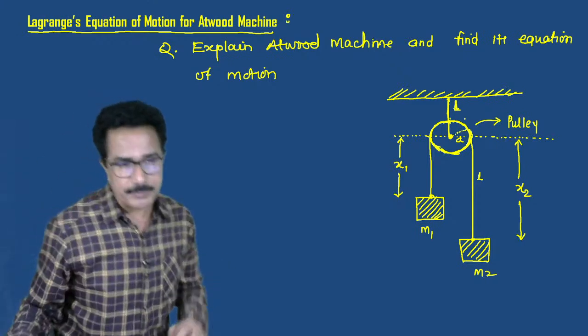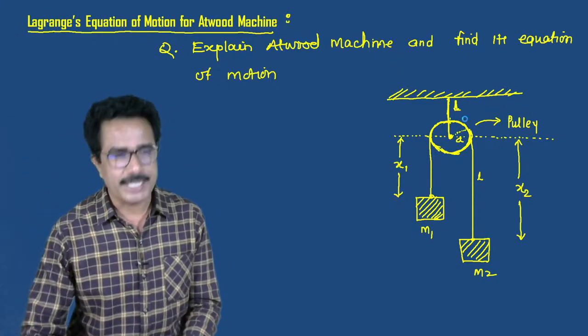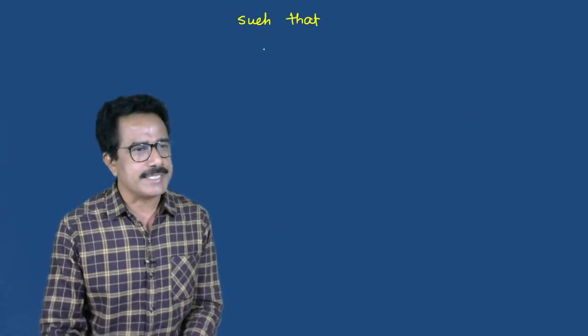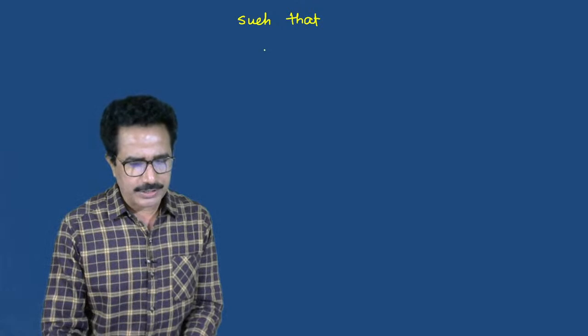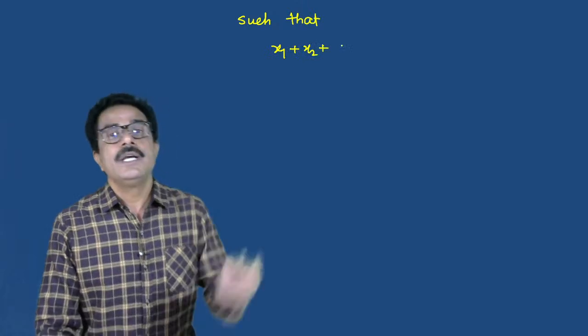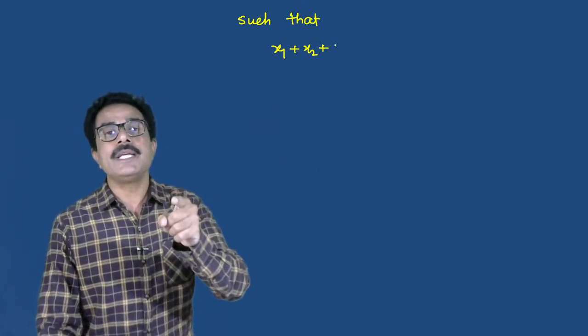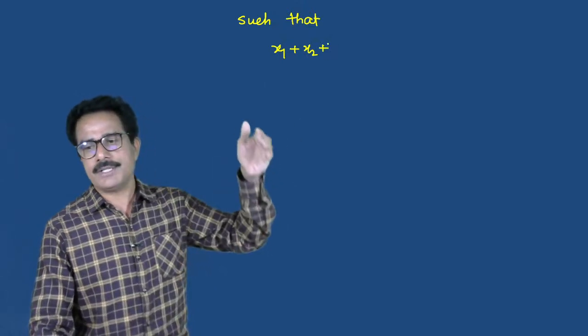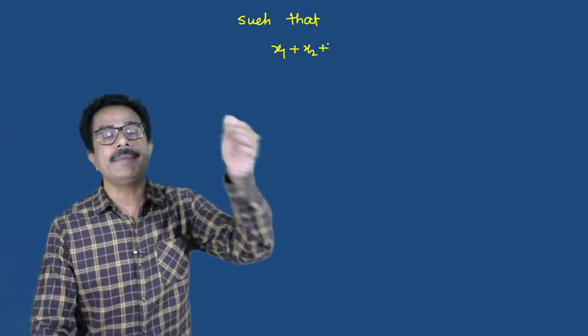Half perimeter of a pulley. So we can write that half perimeter of a pulley means pi a, such that L is equal to x1 plus x2 plus the half perimeter. What is the formula for the total perimeter of a pulley? Students, now you tell me the formula for the perimeter of a pulley.